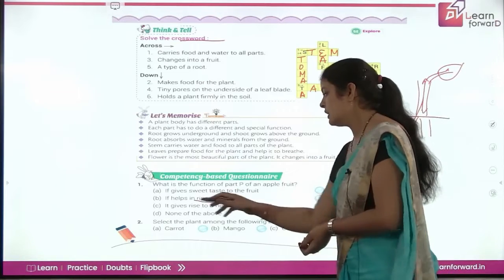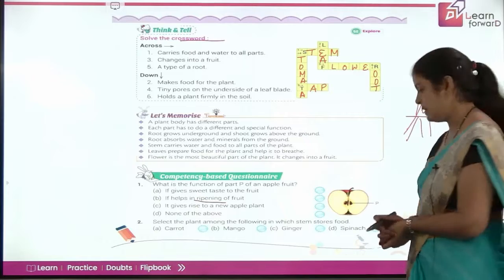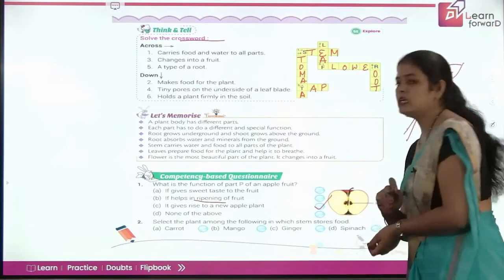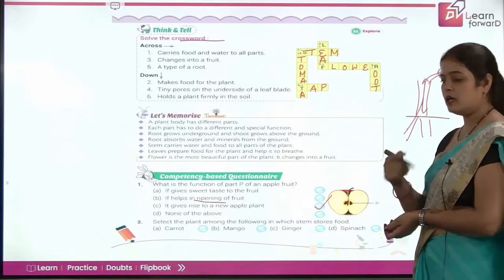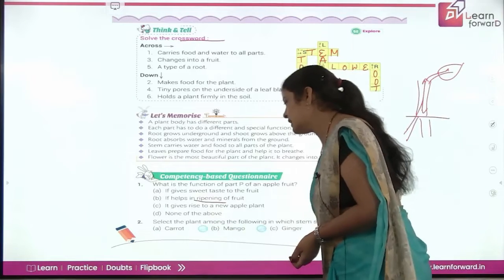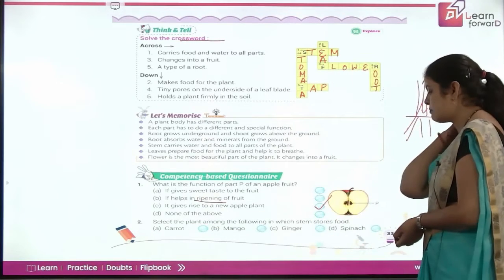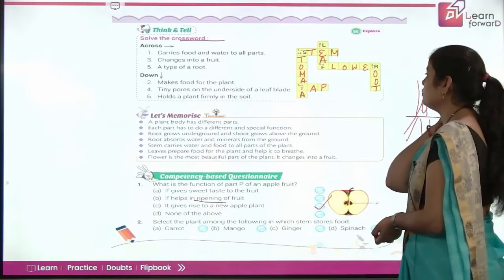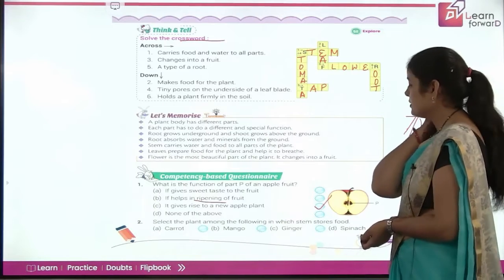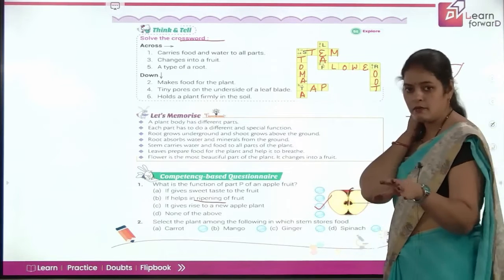Okay. So it gives rise to a new apple plant. So this is correct, because seed is always involved in making a new plant. Now next is select the plant among the following in which stem stores food. So here you have to select one option that is a stem and that stores food.